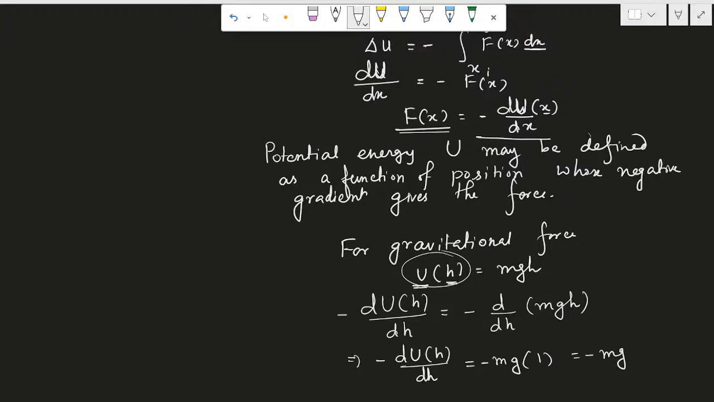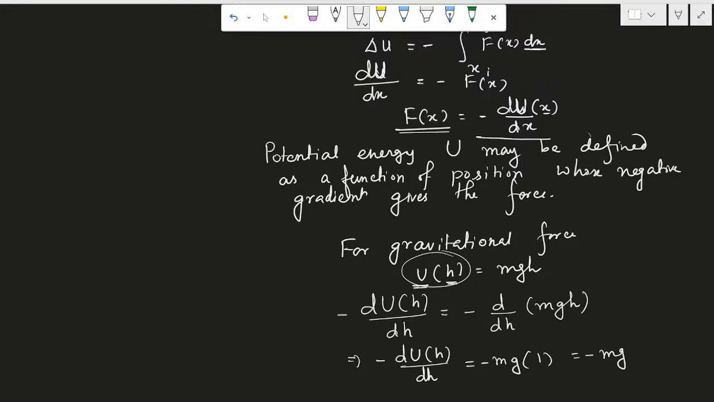The force is acting downward. Mg is always acting downward, but we are not supposed to say it is minus mg. Yes, gravity acts downward, but here this conservative force, which is basically used to uplift an object from a height, is against that mg.